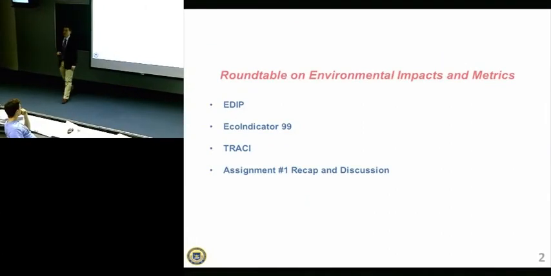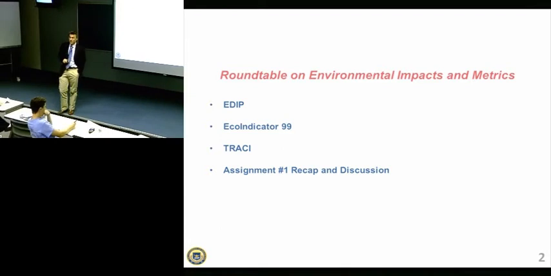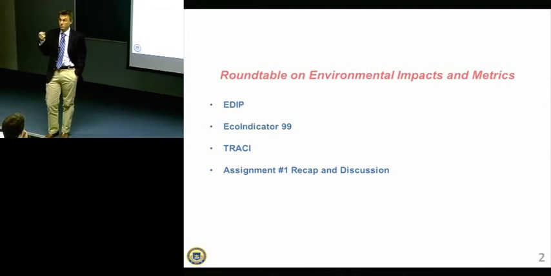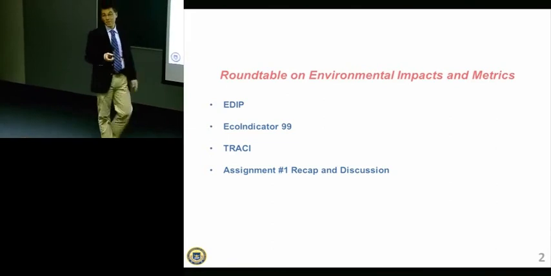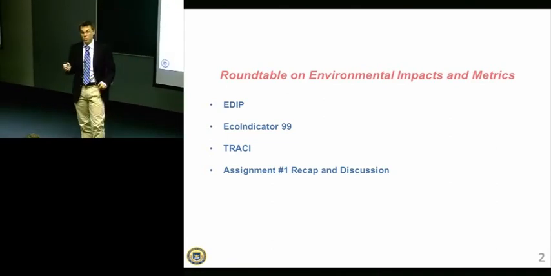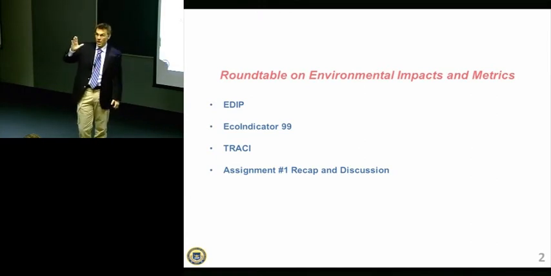So EDIP comes from the refrigerator example, and we will talk about one way of not only characterizing, but coming up with a valuation of different impacts that might emanate from the life cycle of a refrigerator. We'll talk about Eco Indicator 99, and we're not going to go too much farther than we did already, but you may remember that we had this figure that showed how the chain of events goes from emissions through to classification, characterization, and valuation.